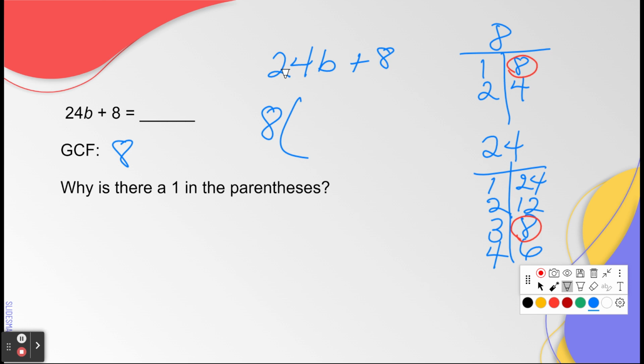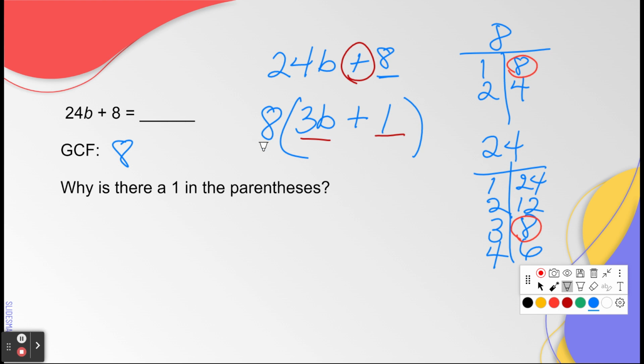8 times what gives us 24b? 8 times 3b, plus, you can never forget this because there always needs to be 2 within this parenthesis unless you have more. And now, so we have 8 times 3b equals 24b. 8 times what gives us 8? 8 times 1. It's very important that that 1 is there.